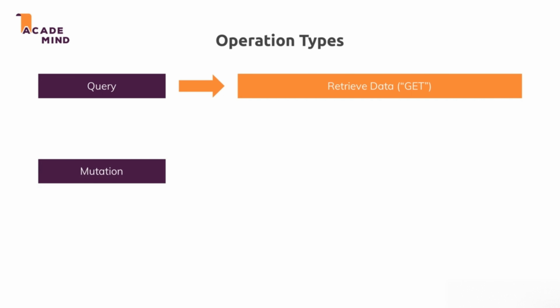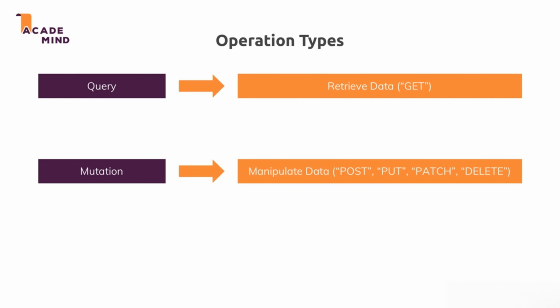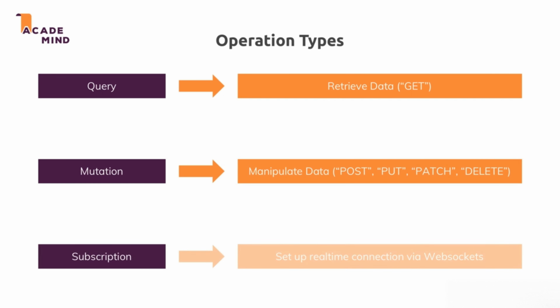We also got mutations, which basically are used for everything that changes data. So what you previously handled with post, put, patch, and delete requests. And subscriptions, as I mentioned, set up real-time connections via WebSockets. We'll not focus on that in this module because this is no GraphQL course. And indeed, you can create whole courses on GraphQL. Here, I want to focus on the core features.